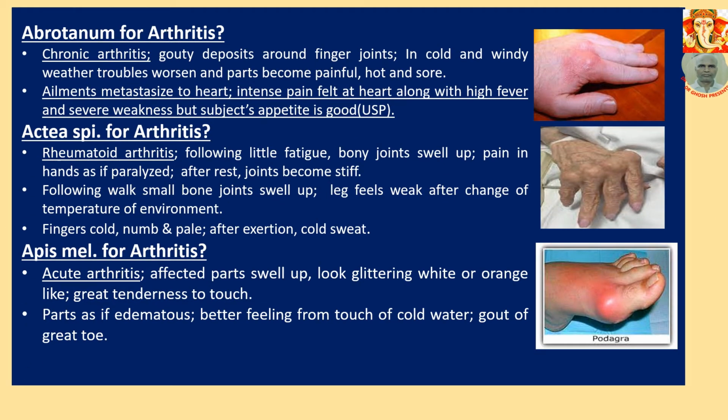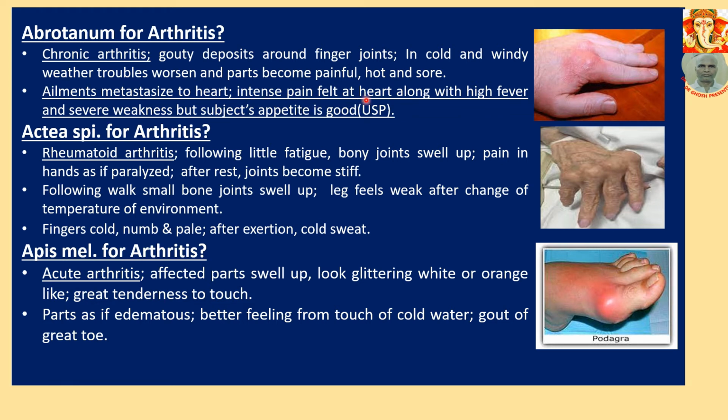Abrotanum for arthritis. Chronic arthritis, gouty deposits around finger joints. In cold and windy weather, troubles worsen. Parts become painful, hot and sore. Ailments metastasize to the heart. Metastasize means the affection from the bone goes to the heart. This is called metastasis of disease. Disease moves from one part to another. When a disease moves to the heart, that is a grave situation.